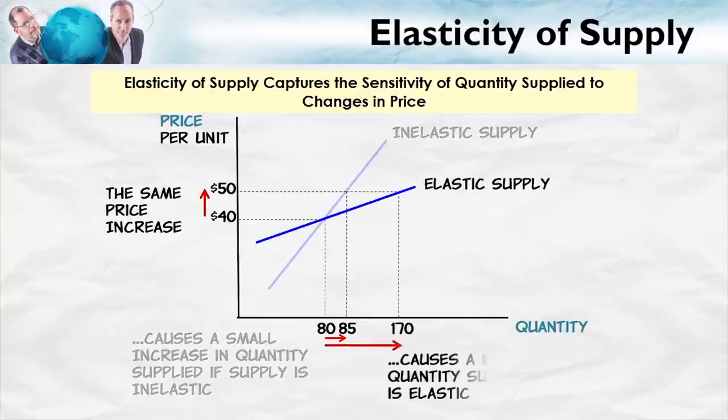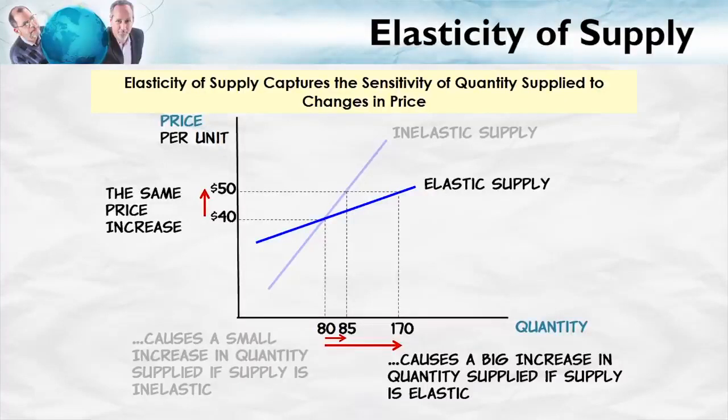On the other hand, on this more elastic supply curve, the same $10 increase in price increases the quantity supplied now from 80 units to 170 units. So you get a much bigger change in the quantity supplied from the same price increase when the supply curve is elastic compared to when it is inelastic. And again, as with demand curves, elasticity is not the same thing as slope.